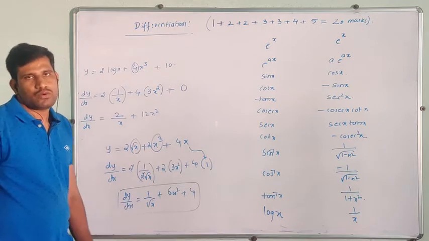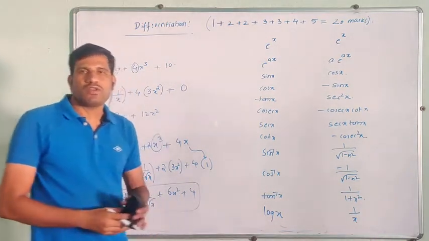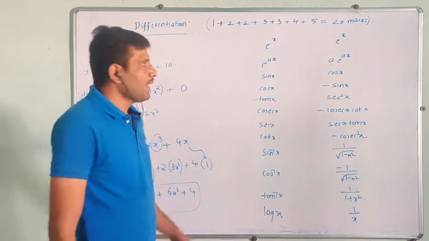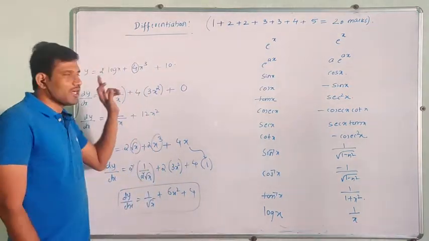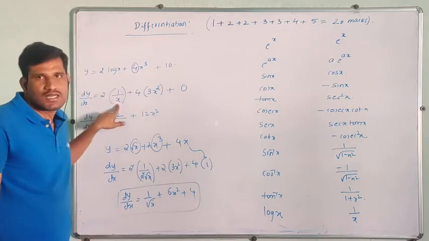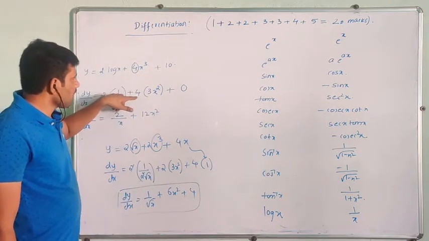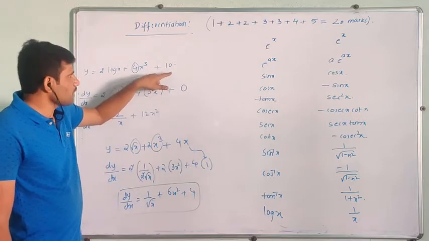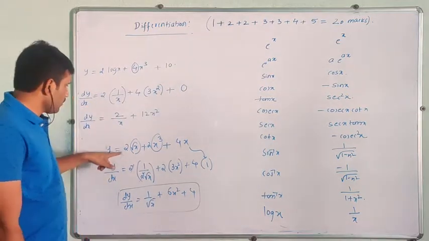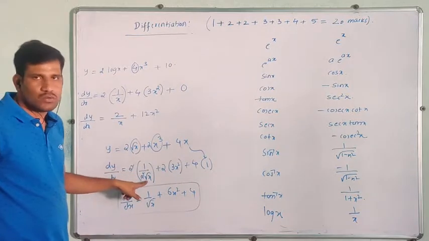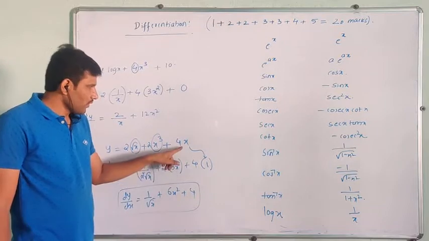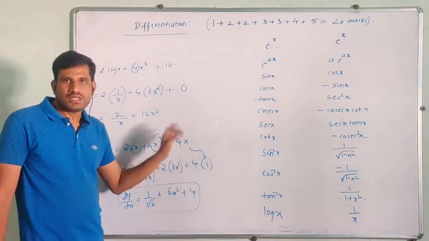See, when a given function is a sum or difference of multiple functions, we have to differentiate each function independently. And again, when a constant is a product with a function, we have to keep that constant as it is and differentiate the function. So here constant 4 as it is, the derivative of x cube is 3x square. Here 10 is a constant independent term whose derivative is 0. Here 2 is constant, the derivative of root x is 1 by 2 root x. 2 is constant, the derivative of x cube is 3x square. 4 is a constant, the derivative of x is 1.